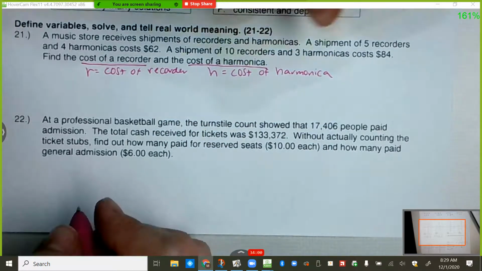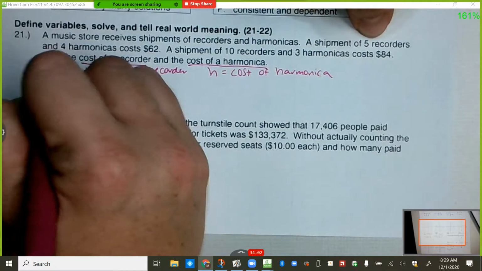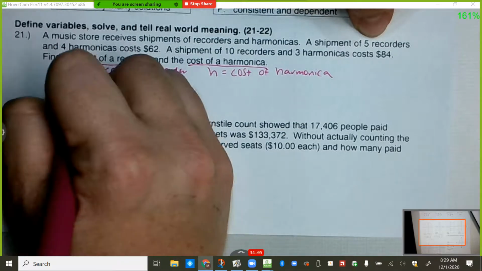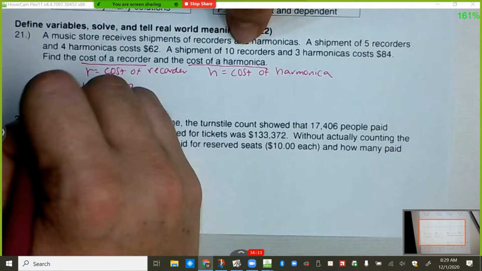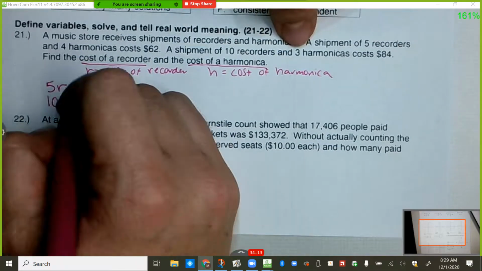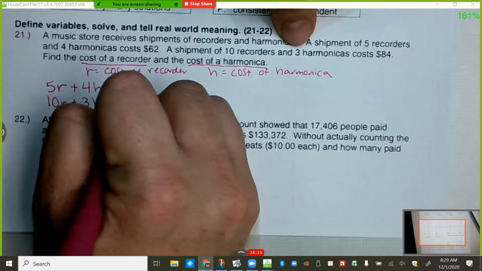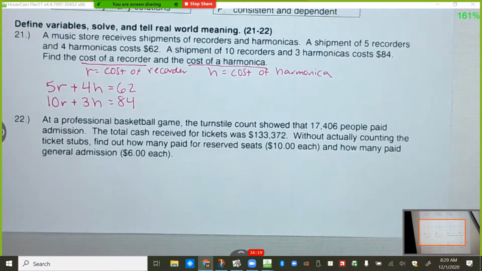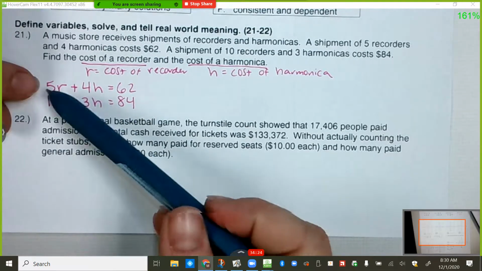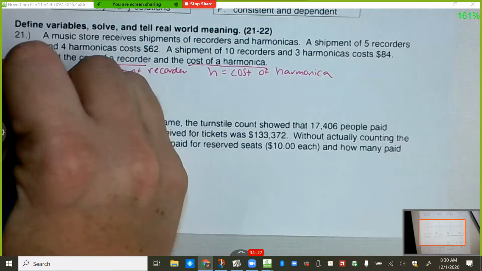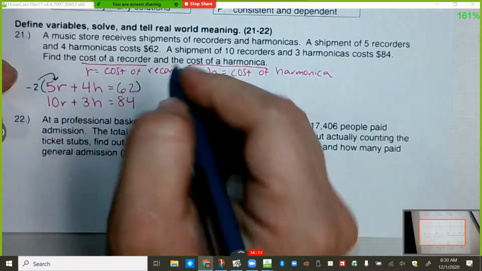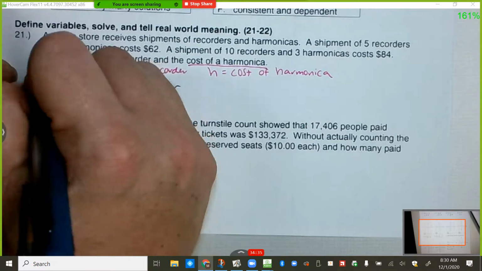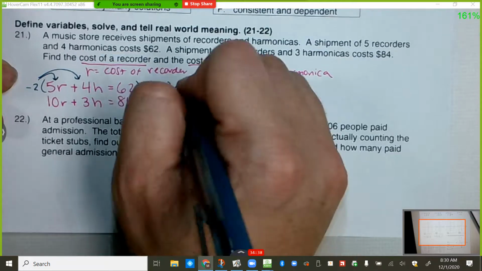So this first one says a shipment of 5 recorders, so 5 times the cost, plus 4 harmonicas times the cost, equals $62. And then 10 recorders plus 3 harmonicas cost $84. So right away I see that they're both in standard form, and I think elimination. And I also see right away that 5 can turn into a 10, but I want it to be a -10. So I'm going to multiply this first equation by -2. So this gives me -10R minus 8H.